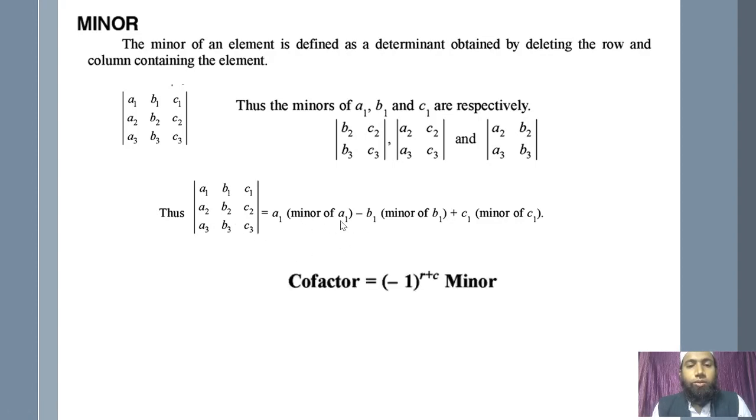So there is one important concept, cofactor. What is the meaning of cofactor? Just we have to multiply the minor by minus 1 raised to r plus c. What is this r and c? In which row that element is present, in which column that element is present. For example, here the minor is of a1. ये first row first column में है, so first row and first column we are neglecting, right? So here minus 1 is raised to the row plus column, which is 1.